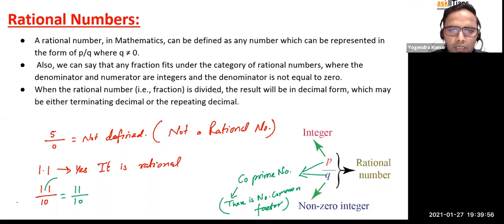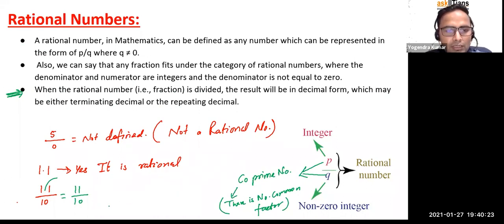When a rational number is divided, the resultant will be a decimal form, which may be either terminating or repeating decimal. We will come to this point again. I know it might not be making much sense here, but no problem. I'm going to take an example to explain this when we see the decimal expansion. I hope you are getting the idea. Rational numbers are those numbers which can be represented in p by q form.